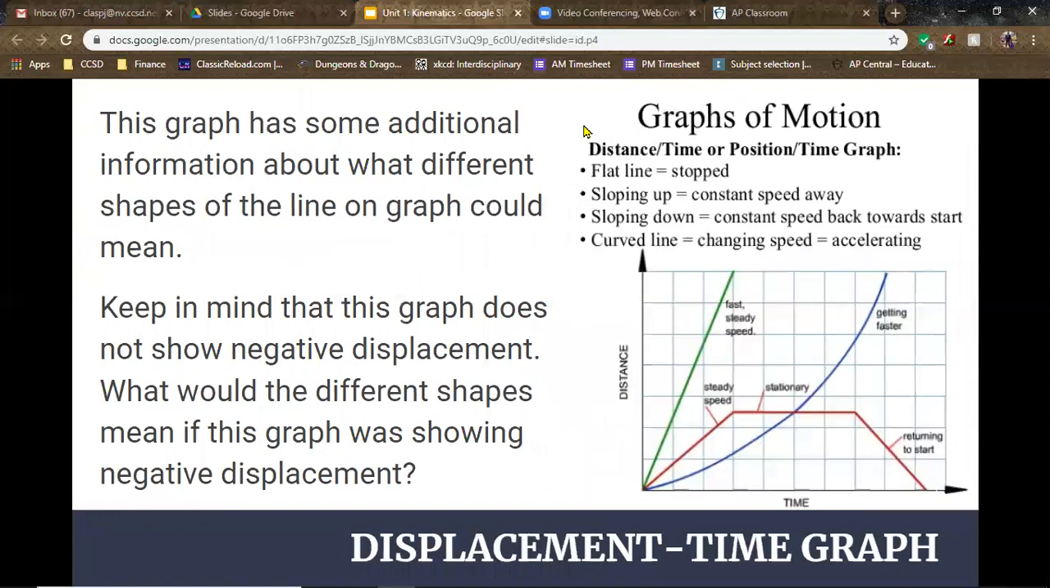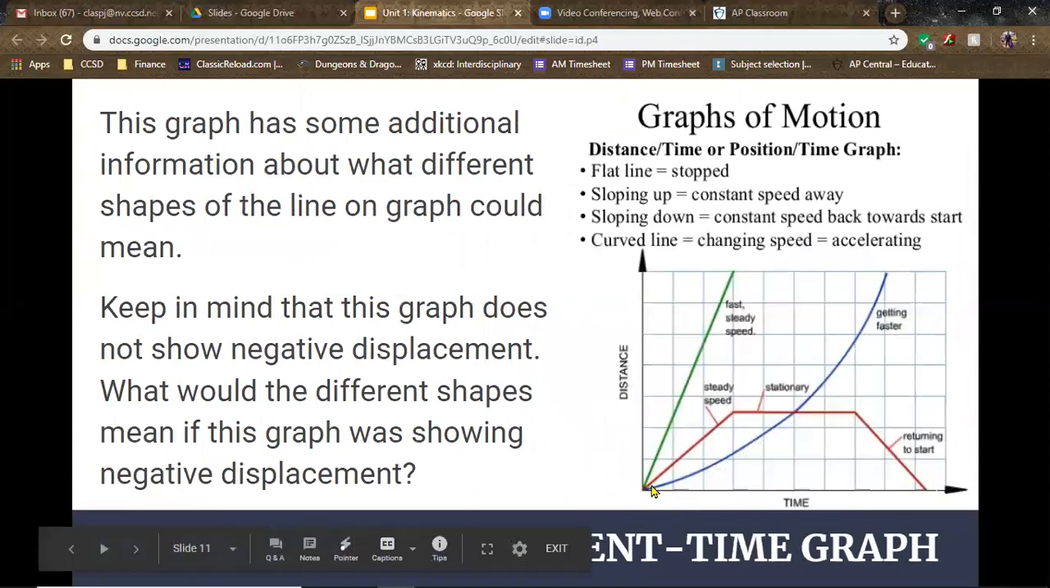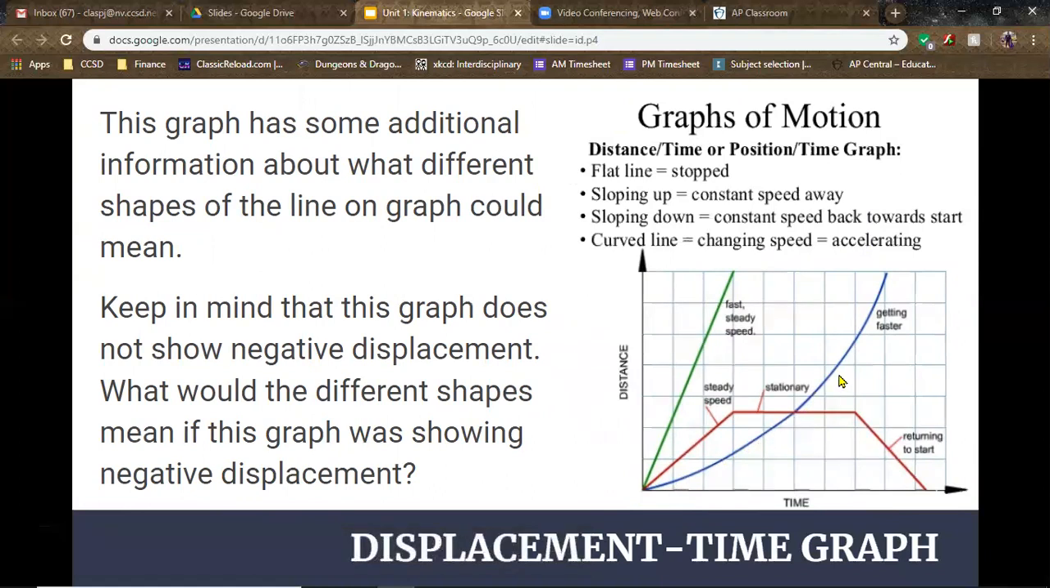So here is a graph that has some additional information about what different lines on a position time graph, distance time graph could look like. As we already talked about, a flat line means that it's stationary, the object's not moving, it's stopped. A linear line, a constant linear line, means that it has a steady or constant velocity. Even right here, still constant velocity, just this one's a positive constant velocity, this one's a negative constant velocity. Curved lines on a position time graph tell us that the object is getting faster and faster. It is accelerating. Now, if this curve happens to be quadratic, that would tell us that it is a constant acceleration. I doubt you're going to get tested on that very much, but that's just for your information.